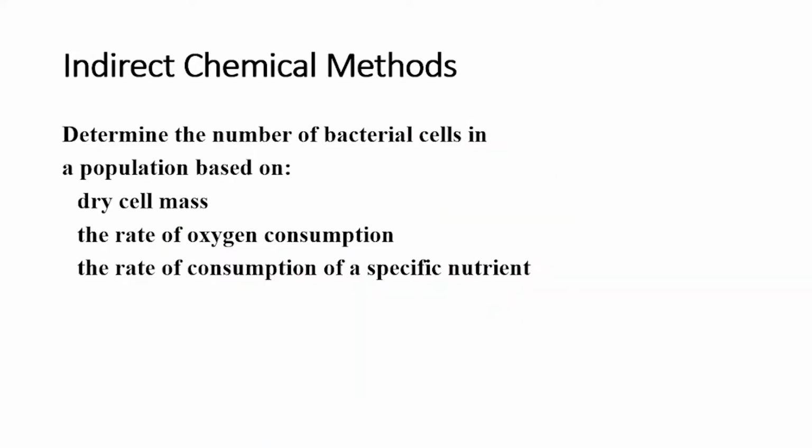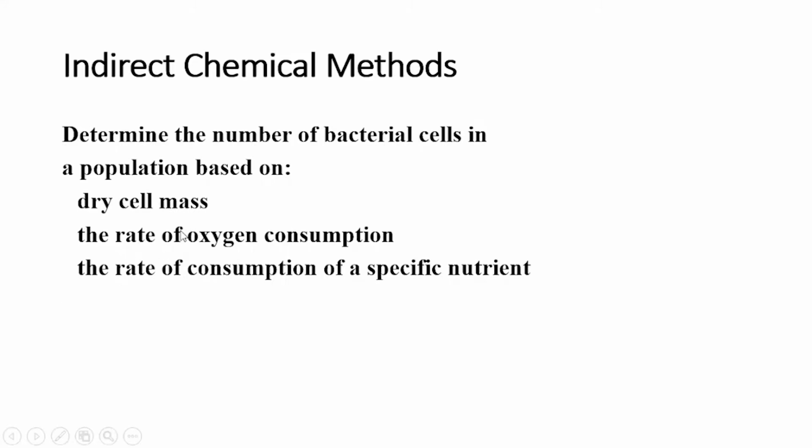There's also these things called indirect chemical methods, and we can do a whole bunch of different things with this. They all kind of amount to the same idea, which is we're trying to count something that's happening with the bacteria and using that to interpret or extrapolate how many bacteria there are. So we can take the dry cell mass. We can take a sample, kill off all the bacteria, dry them out, measure it, and say, this is how many bacteria were in that sample. How many live bacteria in the sample? Don't know, we killed them all. That's the downside of that one.